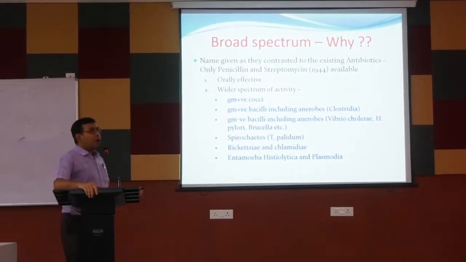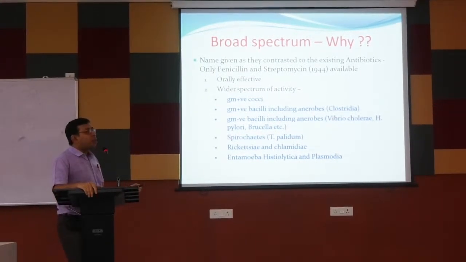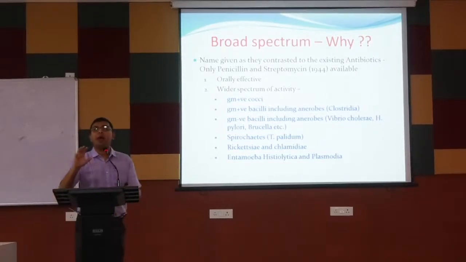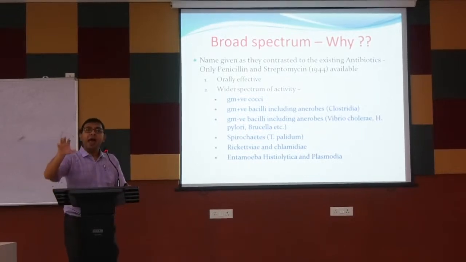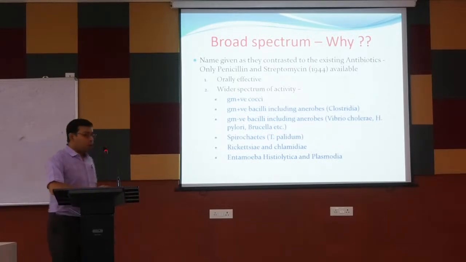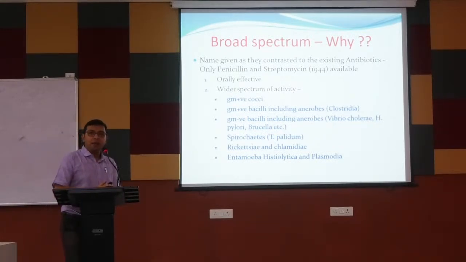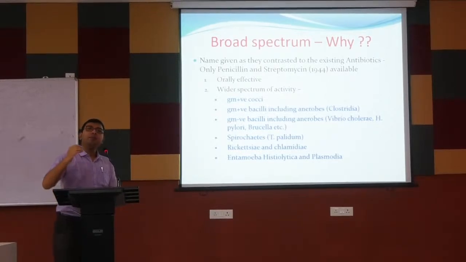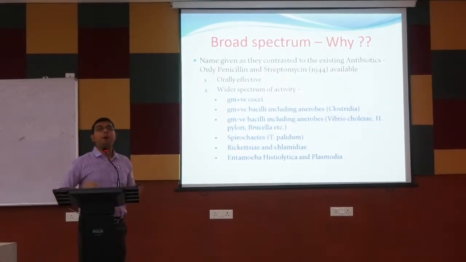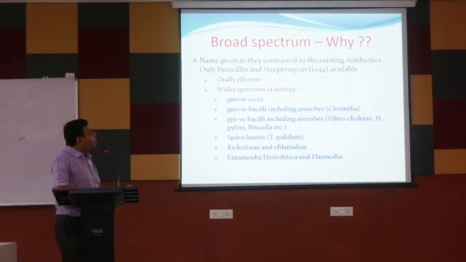The name is given in contrast to the existing antibiotics at that time. At that time, the existing antibiotics were penicillin and streptomycin. Penicillin and streptomycin are narrow spectrum. Narrow spectrum means they can only act against gram-positive or gram-negative organisms, or cocci or bacilli. But when different tetracyclines and chloramphenicol were developed from soil actinomycetes, they were seen to be effective against a large group of organisms. So a wide spectrum of activity.